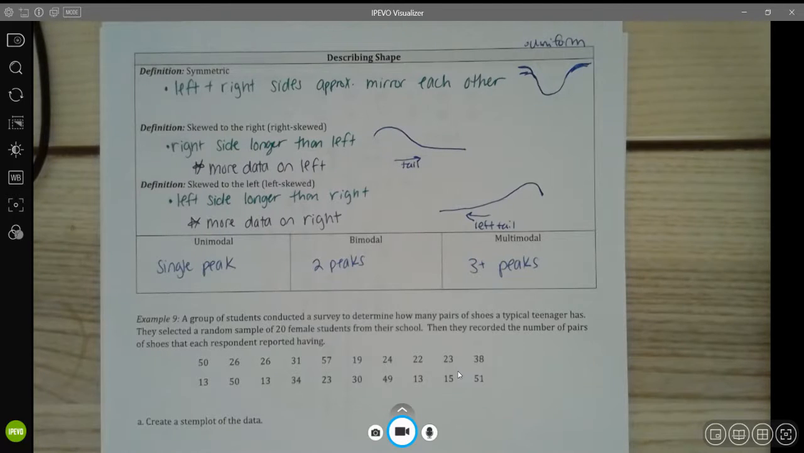You could also talk about how many peaks it has. If it's unimodal, it has a single peak. Bimodal has two peaks, and multimodal has three or more peaks. And that's another option for you.